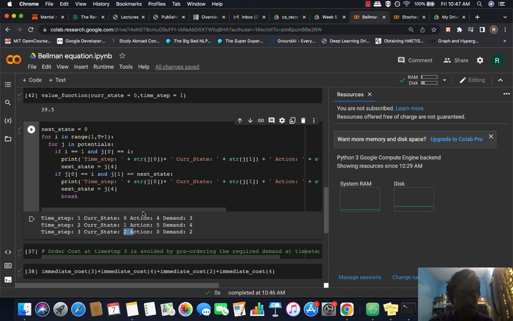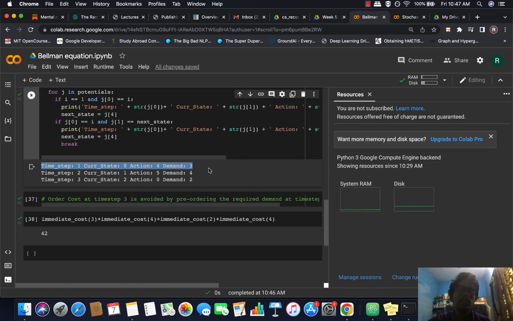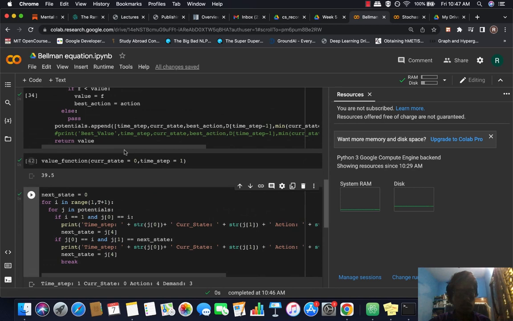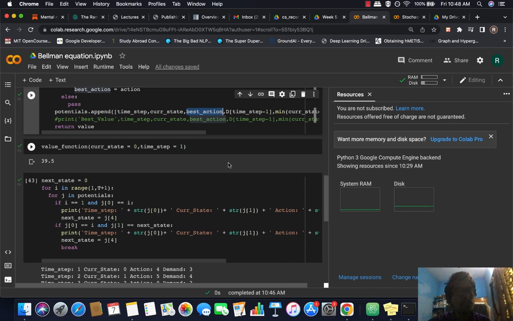and in the third time step the current state is 2, and we did not make an order at all, and so the final demand is 2, which is also met. So the next current state is 0, and in that state the required demand was 4, and that was ordered and delivered. So we get the actions for the t minus 1 steps from the potentials list, where we appended the current state and the best action for the given time step and the current state. So we got 39.5.